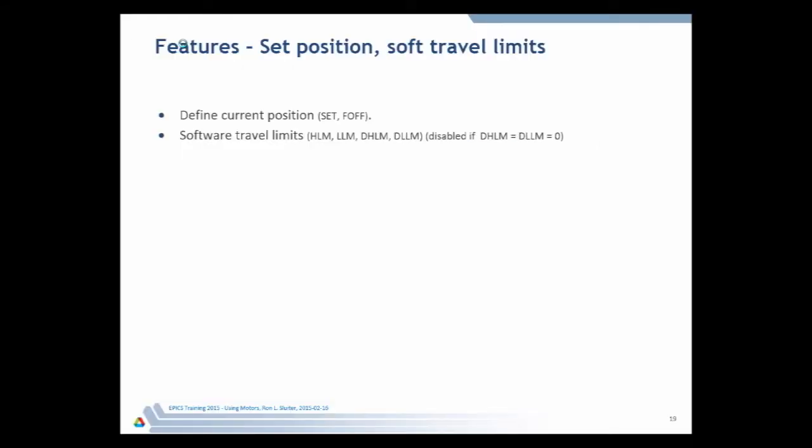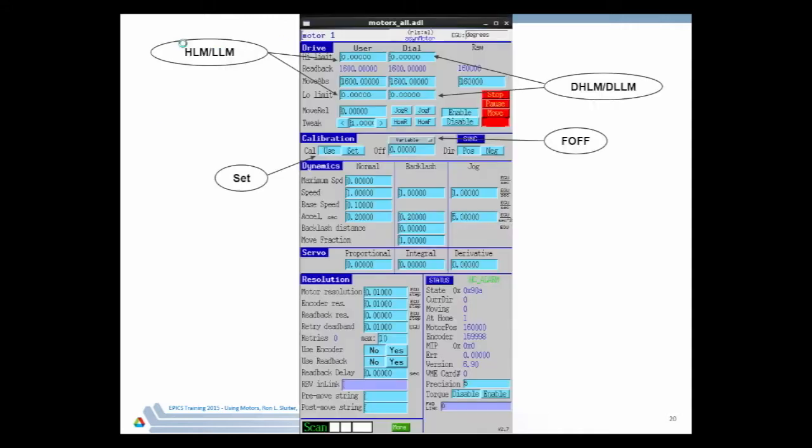I won't get into this, but the software travel limits, again, when you set a position, the motor record tries to adjust those for you so that they are the same relative position. If you want to disable travel limits, you set both the dial high and low values to 0, which will disable them. There's where those fields are at.